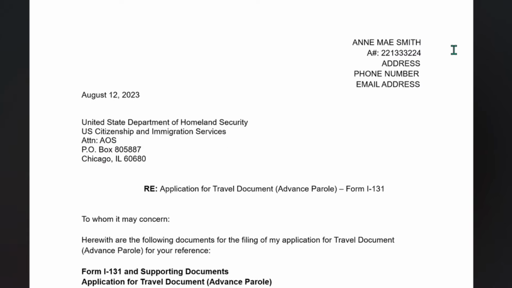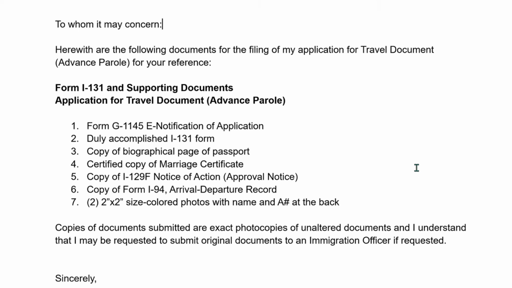And this is the cover letter for our application for travel document, advance parole, Form I-131. Of course, we have our name, the beneficiary name, the alien number, address, phone number, and email address. Let's just put the date here and the USCIS address again. And our subject: application for travel document, advance parole, Form I-131. To whom it may concern, herewith are the following documents for the filing of my application for travel document or advance parole for your reference. And these are the requirements that we need.